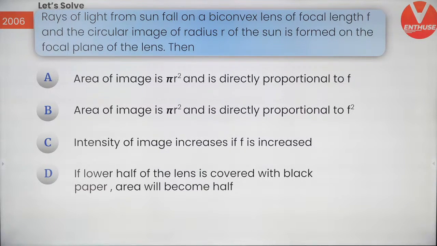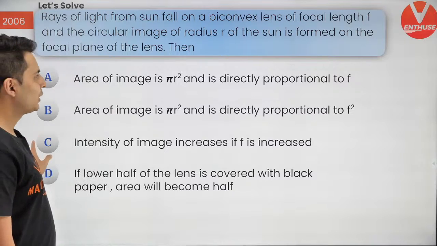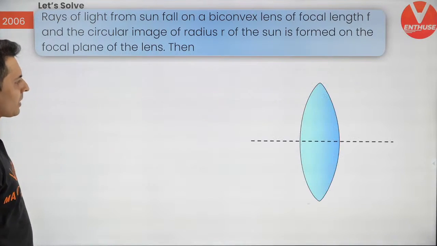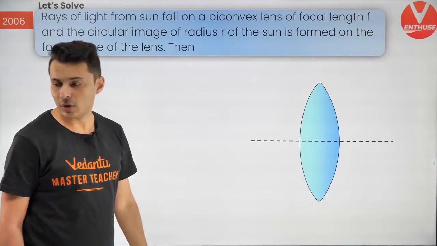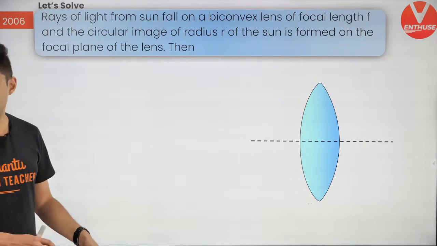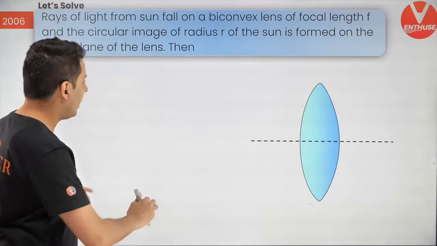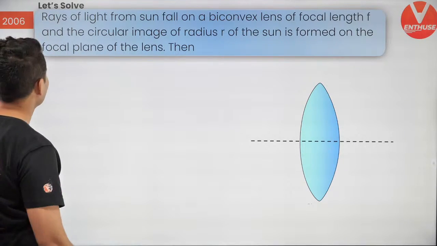Think about this. How do we do? Okay, no idea? Don't worry. Forget the options. Let's try and solve this. So imagine a lens. Okay, just imagine a lens out here. And then let's try to draw how the ray diagram will look like.